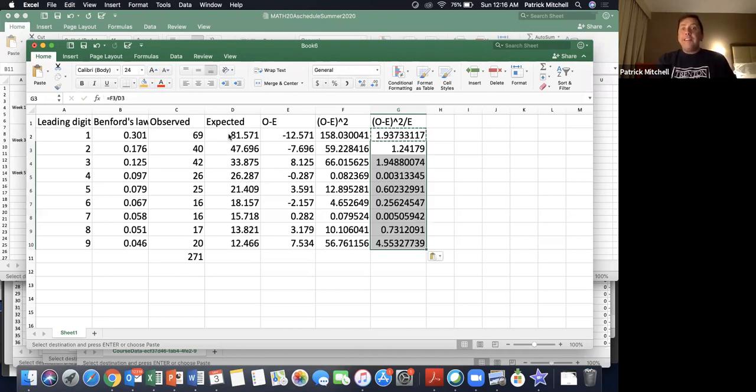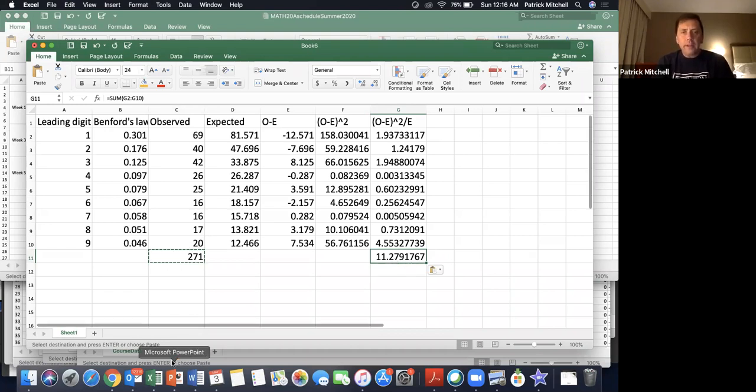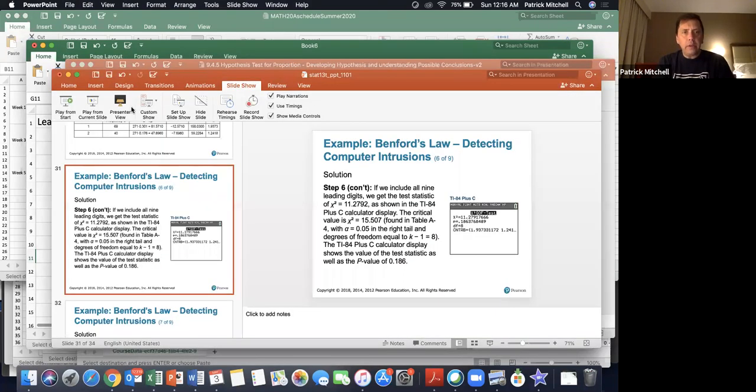And then remember, my test statistic is the sum of this column. So here's something sneaky. Over here, I remembered that I summed this column here. So I will just copy that formula over here. And this is my calculated test statistic, 11.279. Is that the same thing as what they got? I do believe it is.